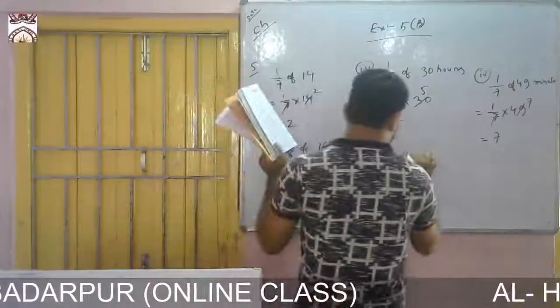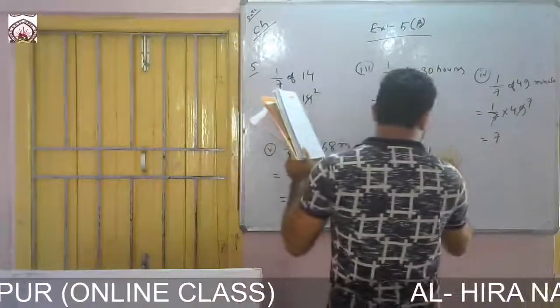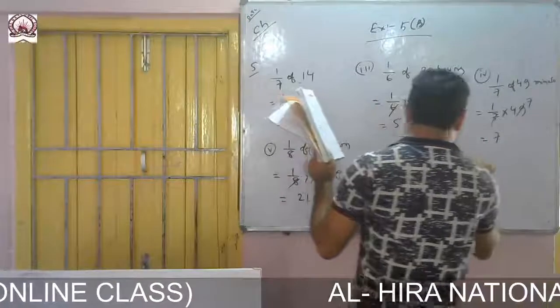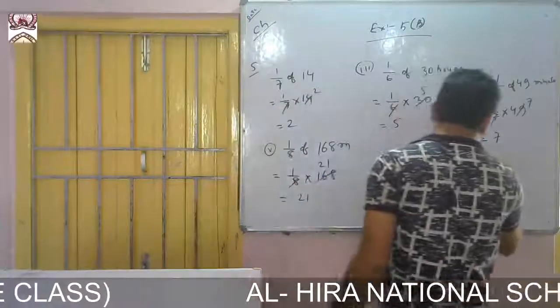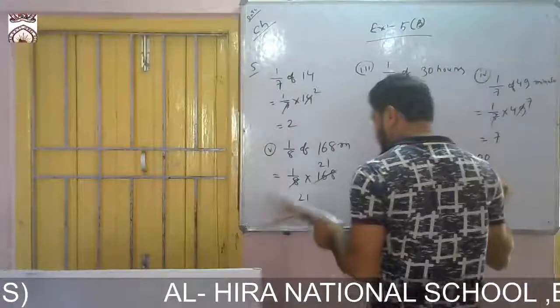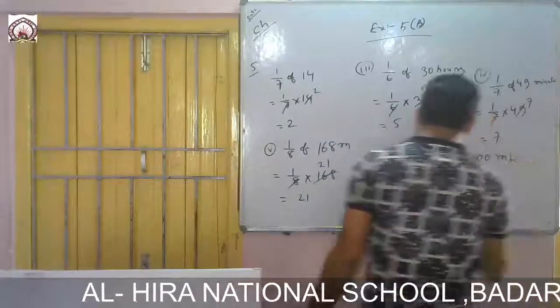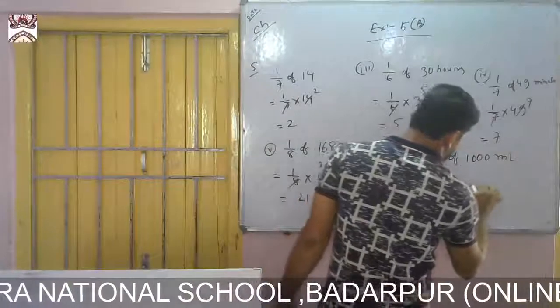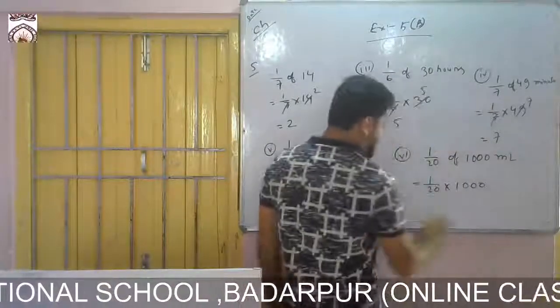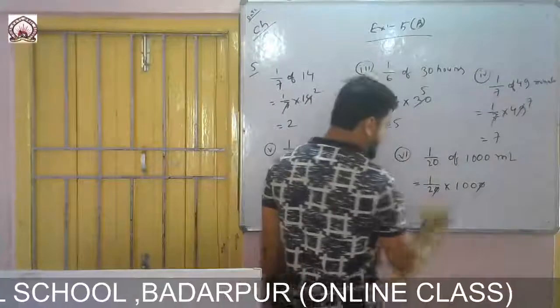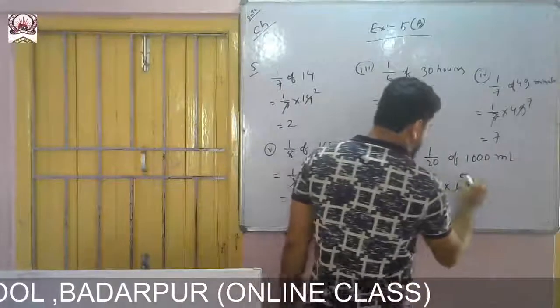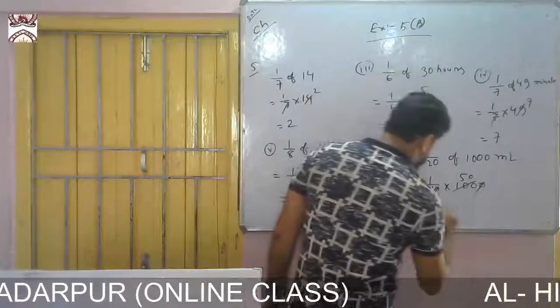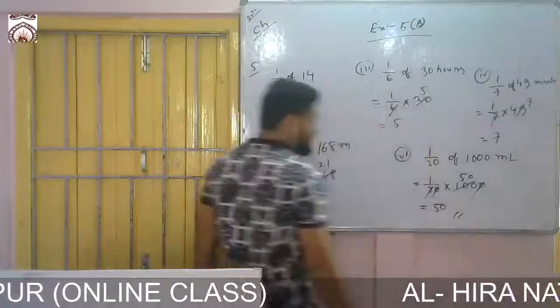Number 6. 1 by 20 of 1000 ml. So what? 1 by 20 into 1000. So 0 0 cancel. 2 5 ja 10. 1 0 50. So the answer is 50.